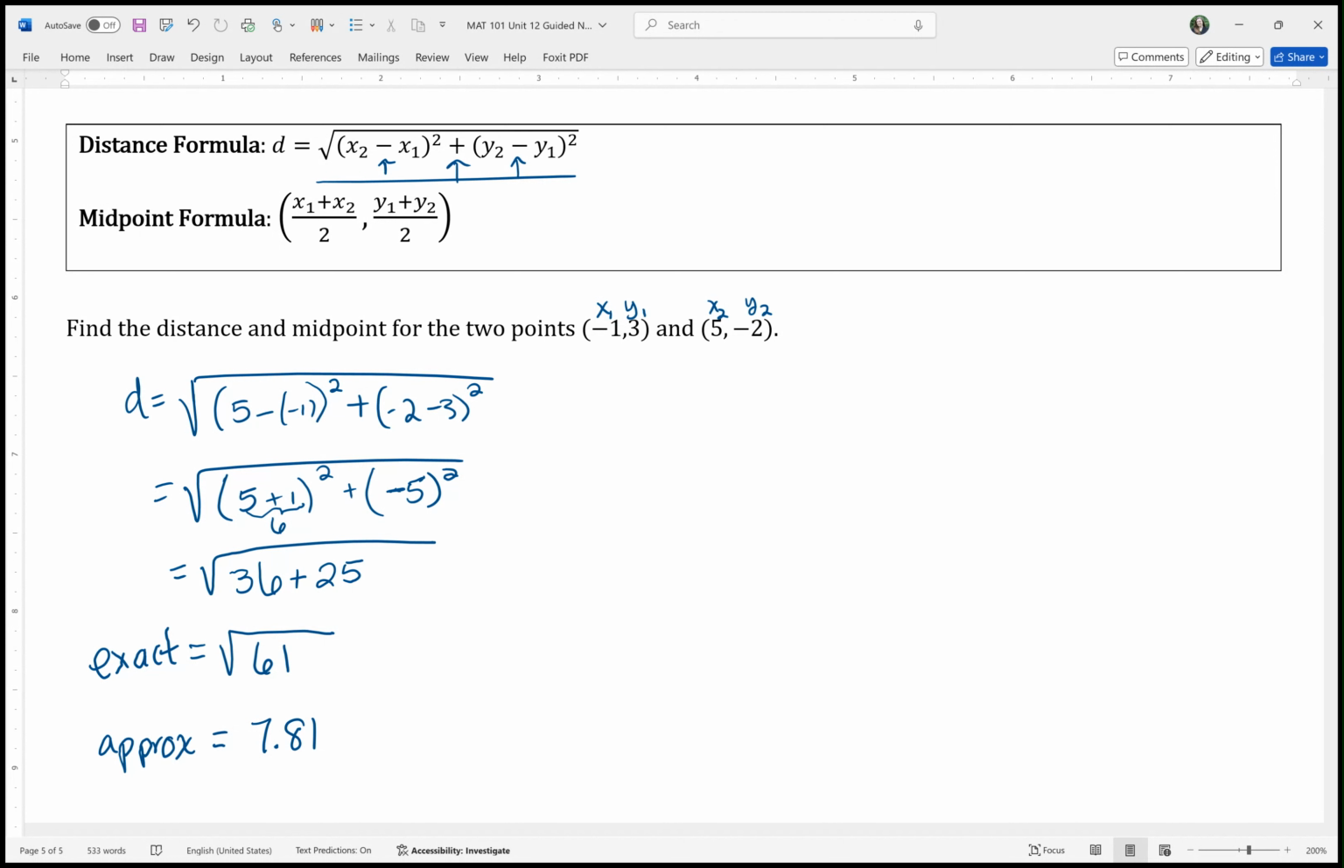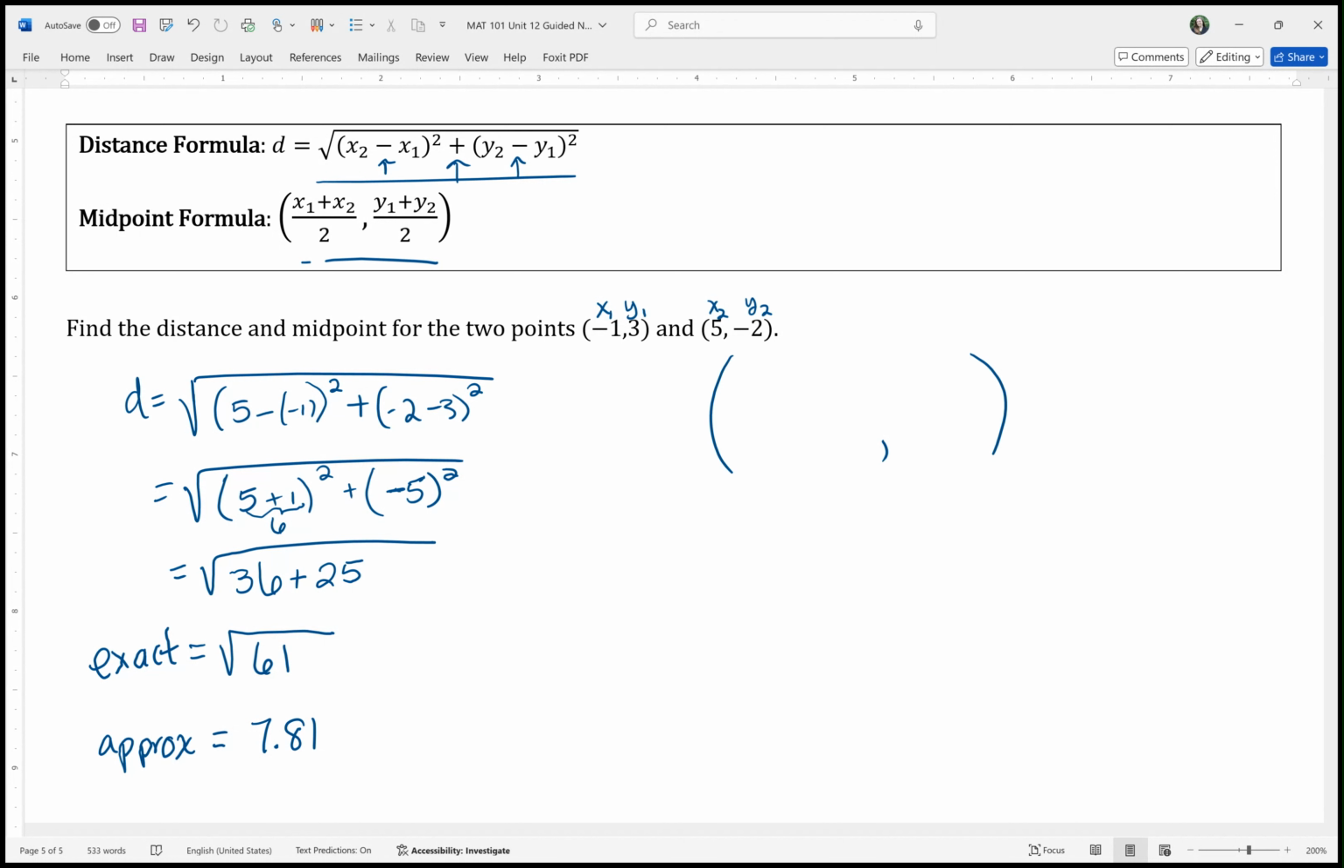The other thing we want to find is the midpoint. We've got these 2 points and we want to find the middle of those 2 points. So this is going to be this formula. Notice that the midpoint is a point. Add the 2 x's, divide by 2. Add the 2 y's, divide by 2. This is basically average the x's, average the y's.